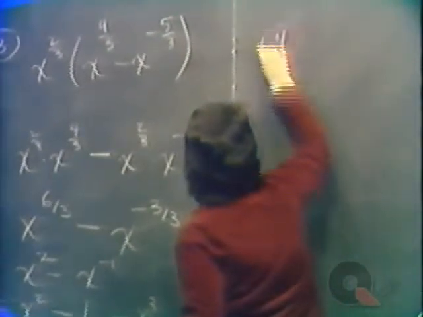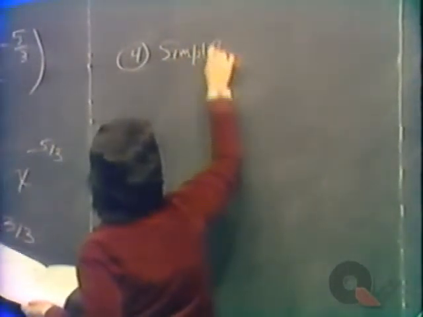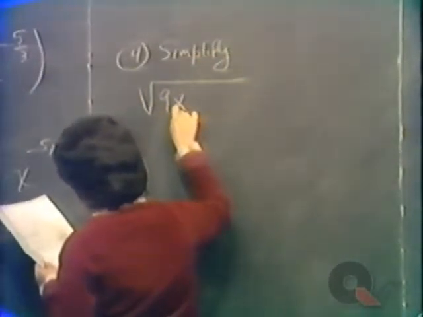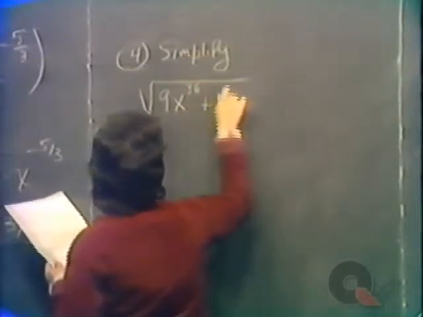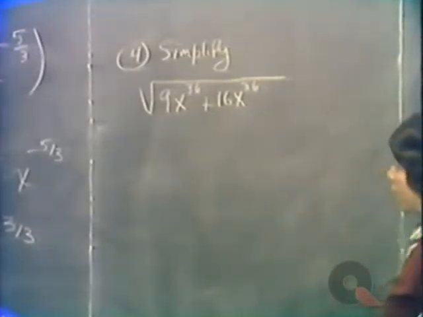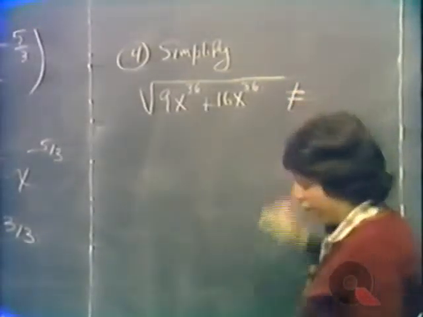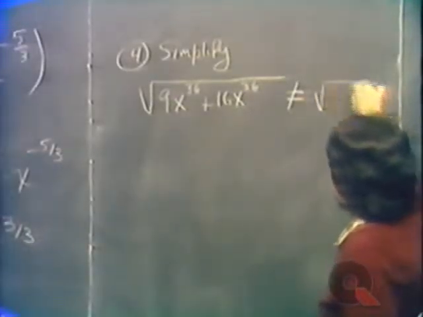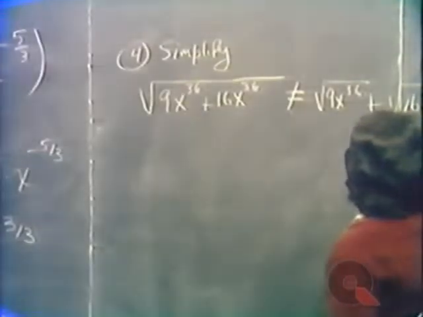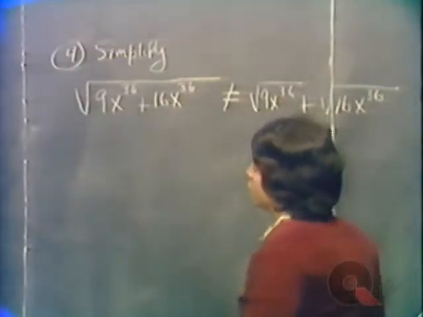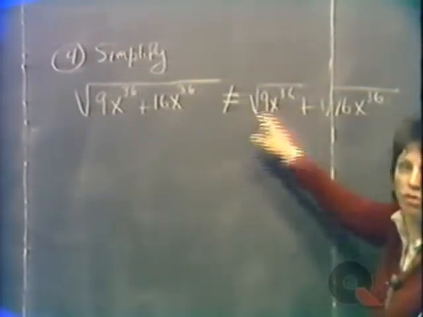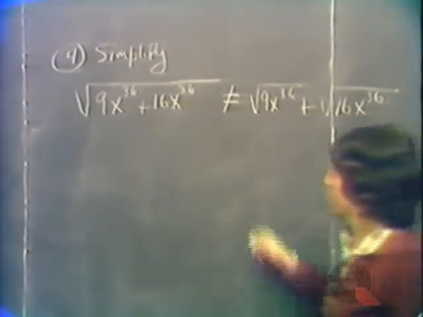Okay, in our next example, we would like to simplify the square root of 9x to the 36 plus 16x to the 36. Okay, what you do not do is break this up to say the square root of 9x to the 36th and the square root of 16x to the 36th. Okay, the square root of a product is the product of the square roots, but the square root of a sum is not the sum of the square roots. This can't be done. Okay, so that's out.